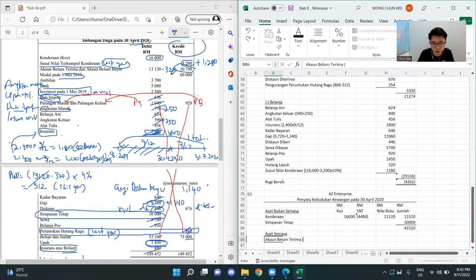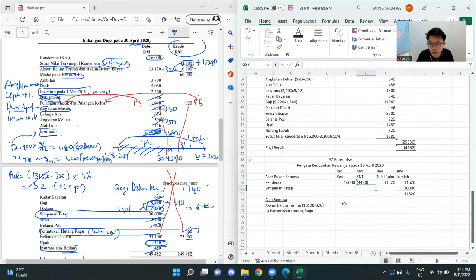Can you see now? I did an adjustment here. 13,120, I have to minus 3,220. Then only I show my ABT. But then I put it on this line because there is a peruntukan hutang ragu. So whenever there is a peruntukan hutang ragu, you have to minus it out from your ABT. Is it? So I put here. So the ABT will be 13,120 minus 320. We get 12,800. And then from here, the PHR, how do we get this figure?